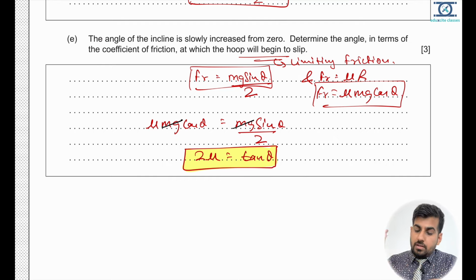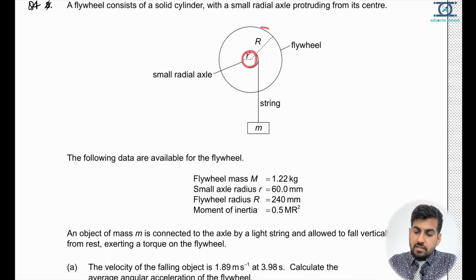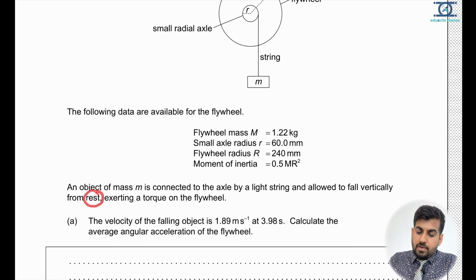Okay. Now if you read this question, these are the data given for the flywheel. This is the small axle radius, this is the flywheel radius, and the masses are given to us; the mass of the flywheel and mass of the string we have to find in one of the parts, and the moment of inertia is 0.5 mr square. Now this started from rest. This mass is connected to an axle by a light string and allowed to fall vertically from rest. The velocity of the falling object is given to us at this time.